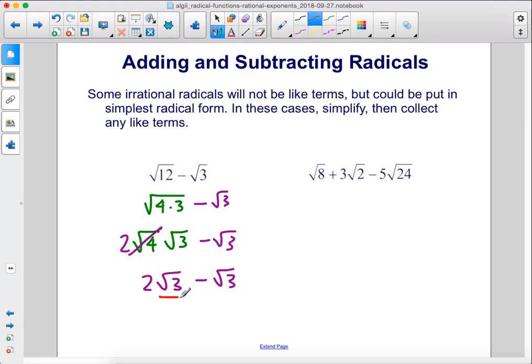These are like terms, so we can combine the coefficients. 2 and negative 1 give us 1. So the answer is the square root of 3.